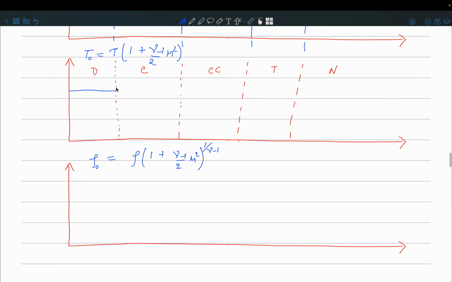So if you remember your Brayton cycle, the TS plots, because you're adding work, the stagnation temperature is going to increase.